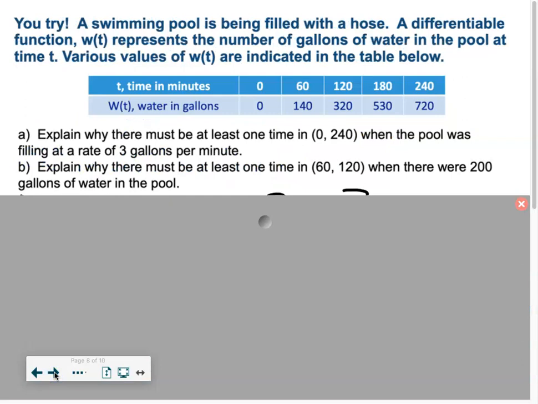Words. Here we go. A swimming pool is being filled with a hose. A differentiable function w of t represents the number of gallons of water in the pool at time t. Various values of w of t are indicated in the table below. Part A. Explain why there must be at least one time on the open interval from 0 to 240 when the pool was filling at a rate of 3 gallons per minute. Part B. Explain why there must be at least one time in the open interval from 60 to 120 when there were 200 gallons of water in the pool. Two different explanations, two different theorems, they might not both be theorems we talked about today.